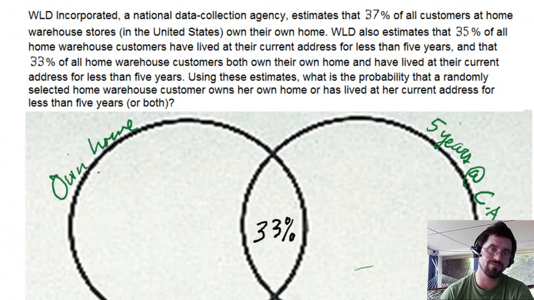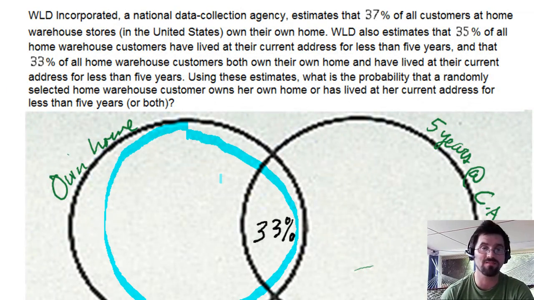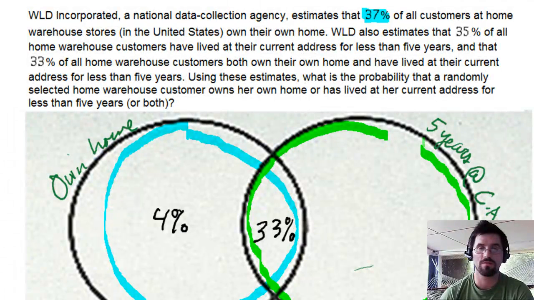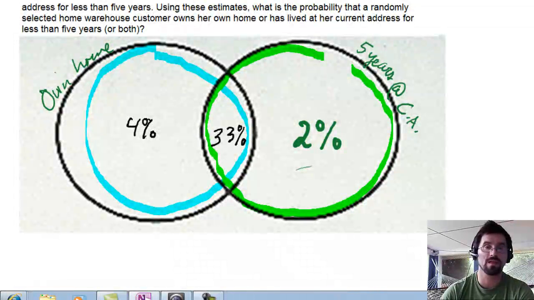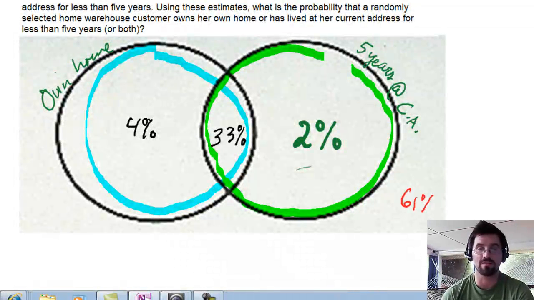Once I know that, I know everything in this circle over here has to add up to 37. So what more do I need? I need 4%. And in this circle over here, there can only be 35%. So what more do I need there? I need 2%. That's a big fat tip on that pen. I should use it more. Okay, so I got 4%, 33%, and 2%. So the union is 39%, which leaves outside 61% are neither.